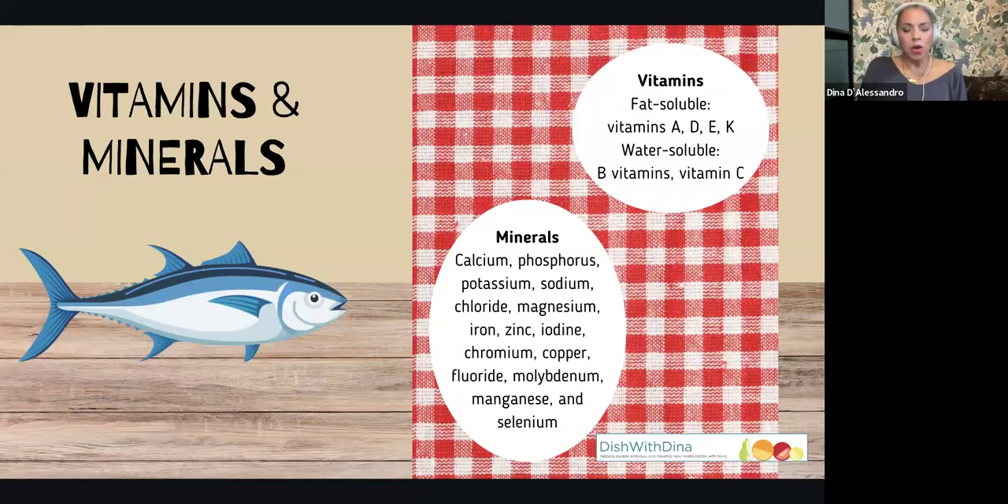Let's see, chromium. Chromium can be found in things like beef and turkey and broccoli. Copper can be found in organ meats. I don't think I've had an organ meat in a very long time. Back in the day, I used to be force-fed liver. That's kind of come off my meal plan these days.